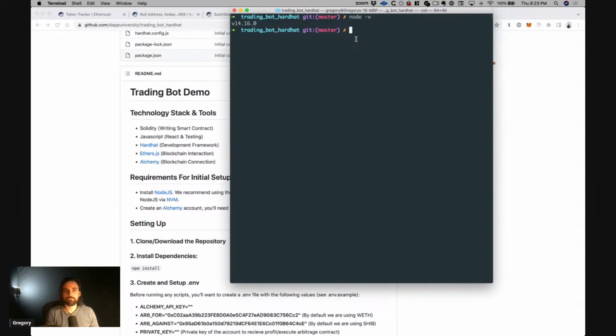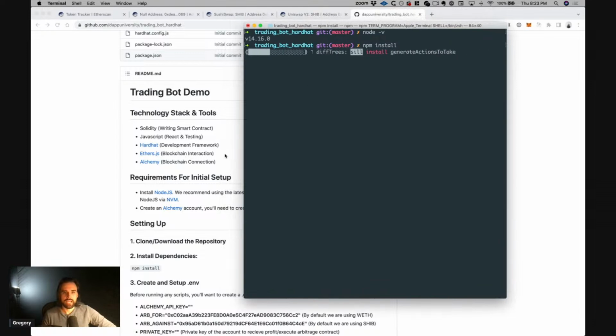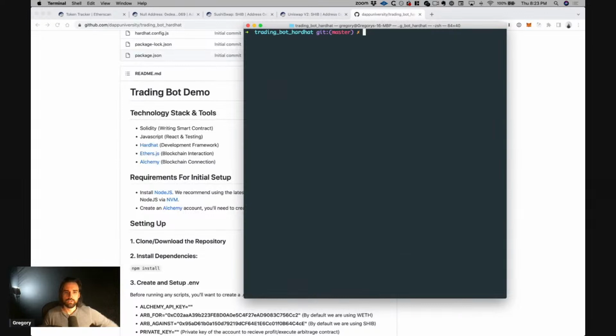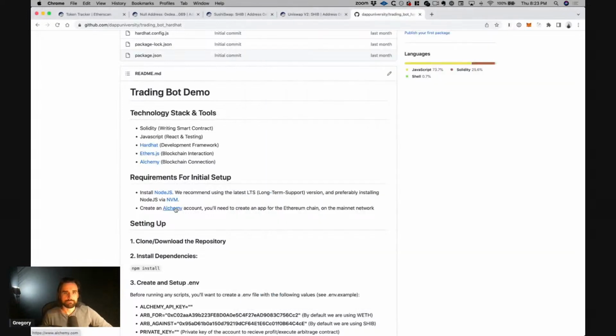Now, once you're in here, you want to install your dependencies with npm like this, npm install, all right? And while that's running, I'm going to talk about the next dependency that you need. See, mine's already done, which is Alchemy, all right?